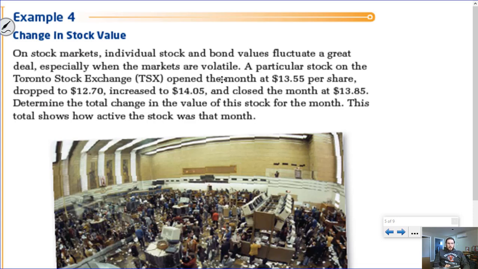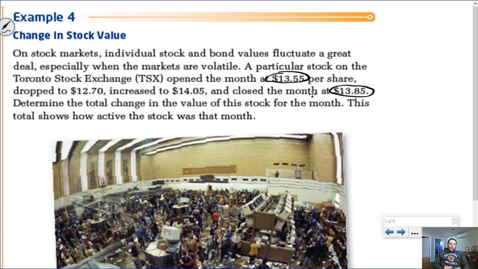A particular stock on the Toronto Stock Exchange opened the month at $13.55 per share, dropped to $12.70, increased to $14.05, and closed the month at $13.85. Determine the total change in value of this stock for the month. Now, why do we care about the total change? Well, we do care the fact that the stock started at $13.55 and ended at $13.85. So the net change of the stock was 30 cents positive, right? So the stock went up, so anyone who had invested in the stock would gain a little bit of value, and that'd be great.